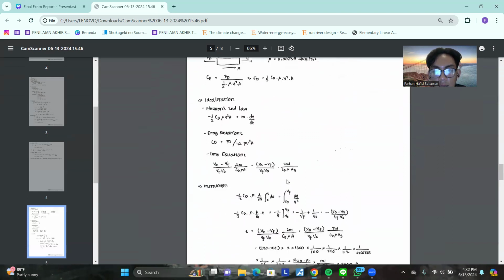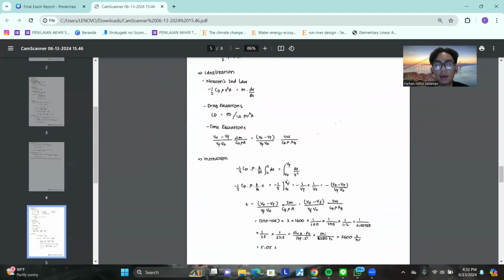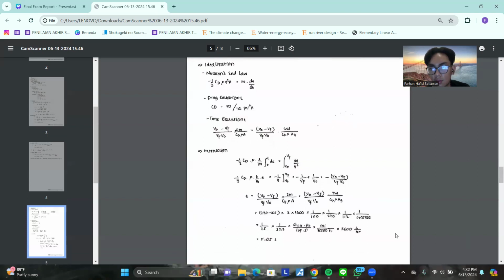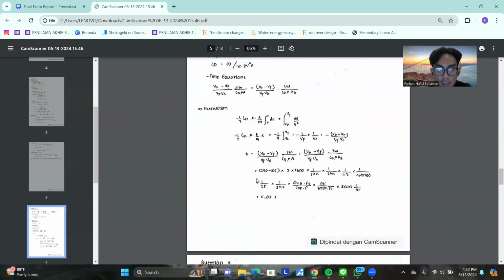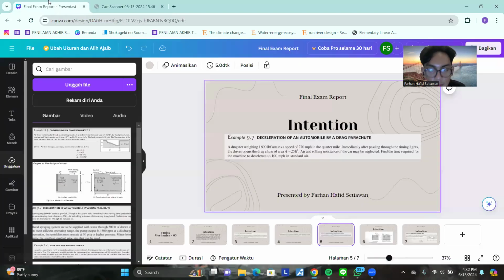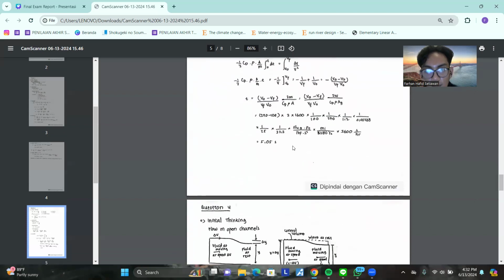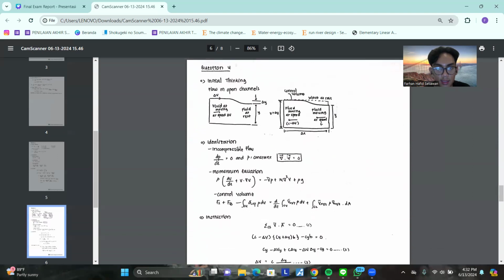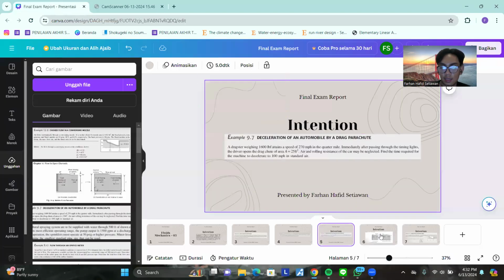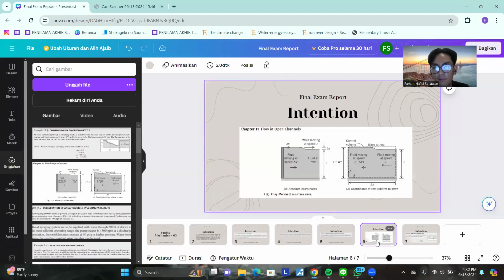And we change the equations to seconds, as we know about is a minute per hour. We got the t, the time required for the machine to decelerate to 100 miles per hour in standard air, is 5.05 seconds.